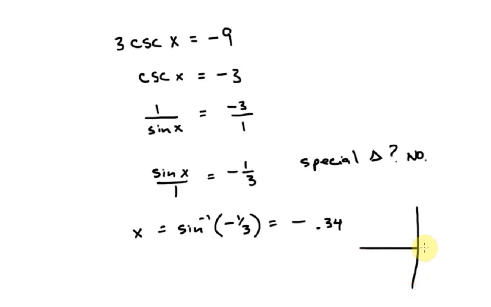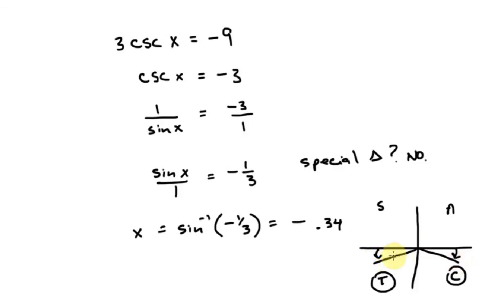Okay, let's draw what the CAST rule and what the calculator has given us. Okay, first of all, this is a sine that is negative. So we would like to be here and here. And what has the calculator done? It spat out the angle negative 0.34. So we're rotating in the negative direction a little bit. So we're down here somewhere. Okay, I'm going to build that same reference angle in the other desired quadrant.